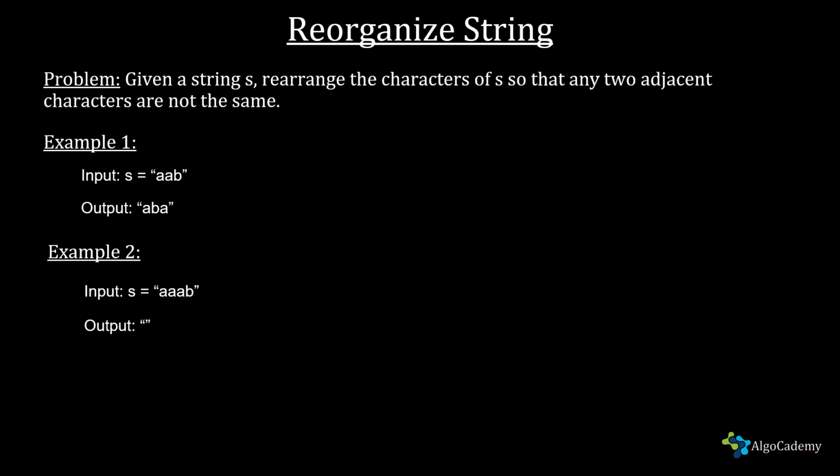Another example, if our string is AAAB, then we have two possibilities. If we start with A, we know for sure that the next character is B, and then we are left with two A's at the end, so this is not a valid solution. And if we started with B, then we have three A's at the left, which is even worse. So for this example, there is no solution, and in such cases the problem asks us to return an empty string.